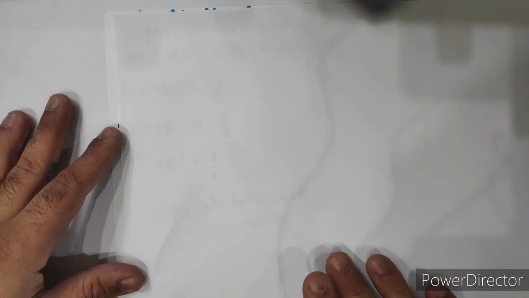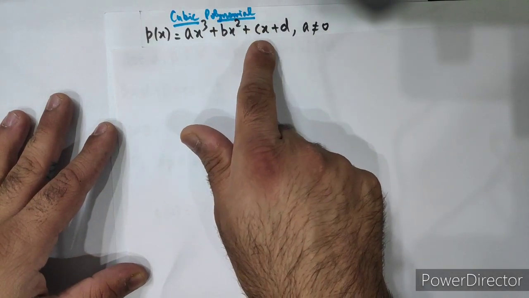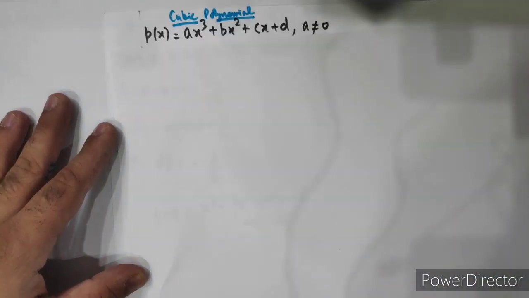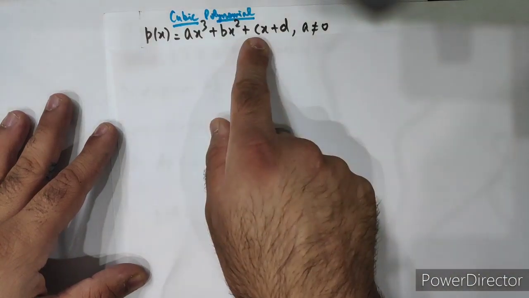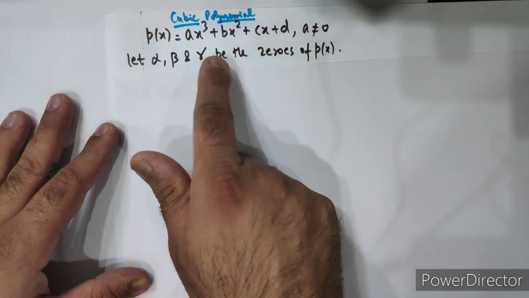Okay. The general form of a cubic polynomial is given by p(x) equal to ax cube plus bx square plus cx plus d, where a is not equal to 0. Okay, so let us understand the relationship between the zeros of this polynomial and the coefficients. So we are denoting the zeros by alpha, beta and gamma. These are the zeros of this polynomial p(x).